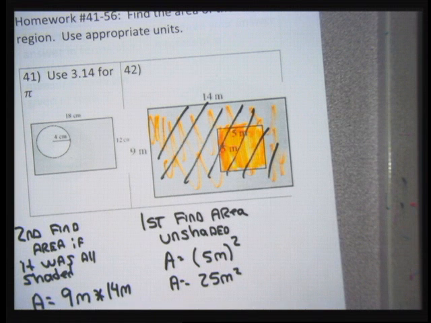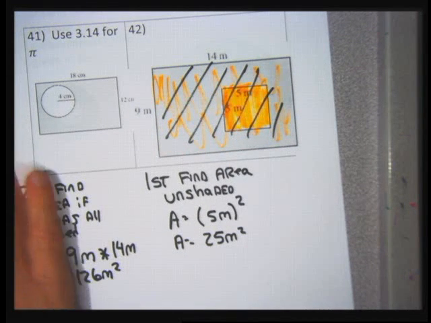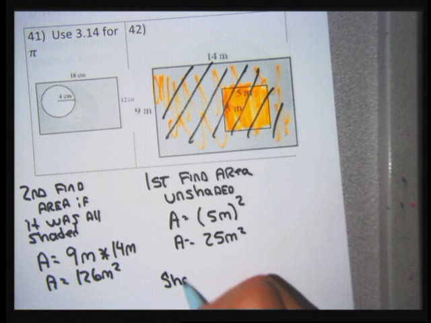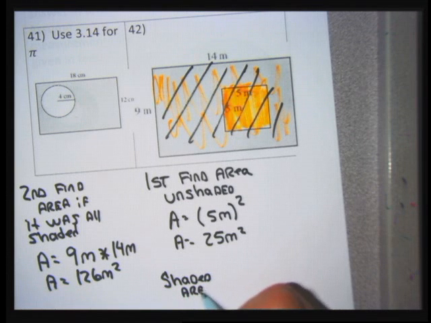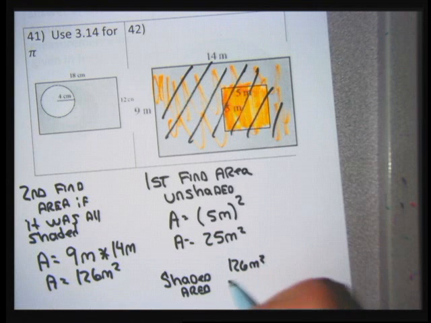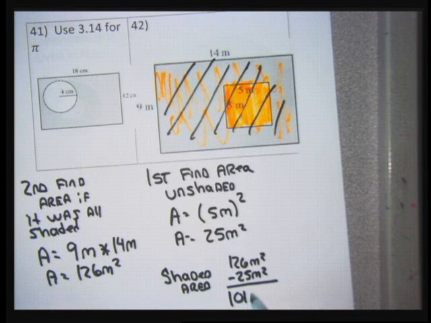I think I get 126 meters squared. And then I finish up by subtracting. Let me make sure that 9 times 14 is 126. So my answer, the shaded area that I'm asked to find, is the 126 meters squared minus the 25 meters squared, and my answer is going to be 101 square meters.